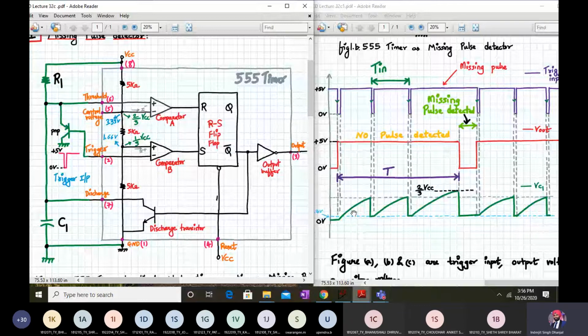Output is 0 means Q bar will be 1, and Q bar being 1 is the previous state. R and S being 0 0 means it will hold the previous state only. So nothing will happen, no change.